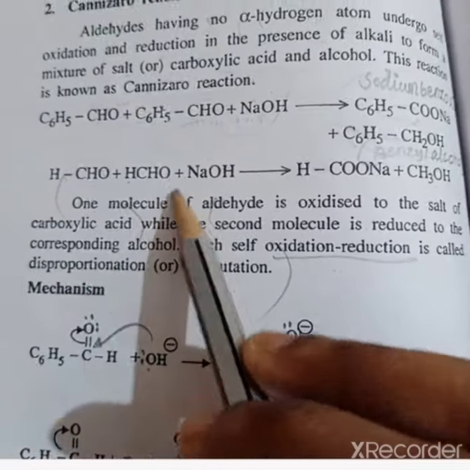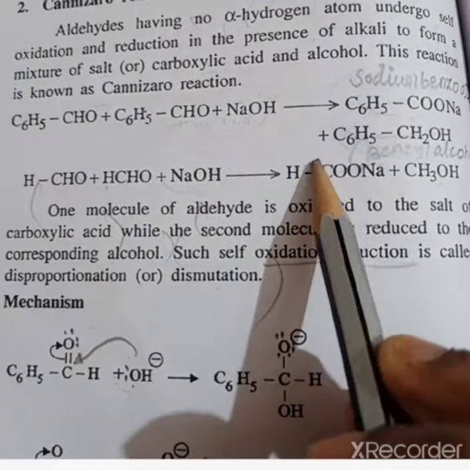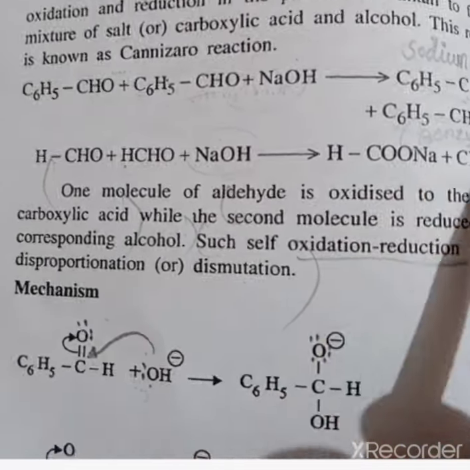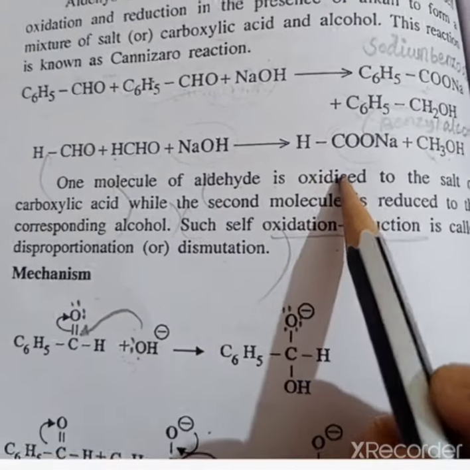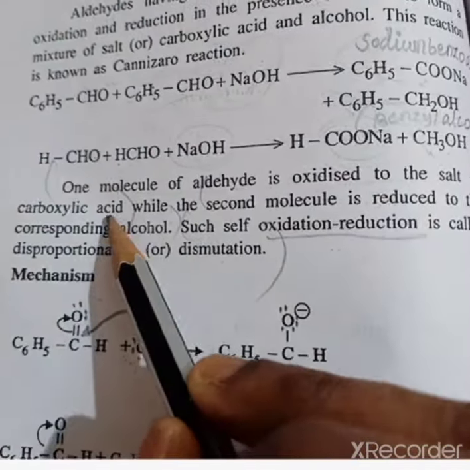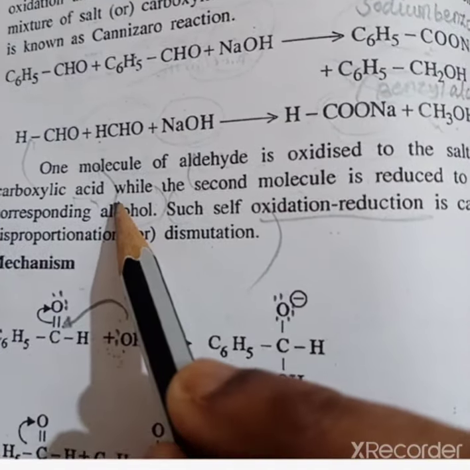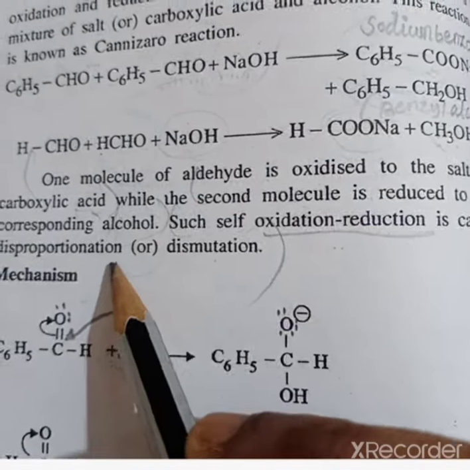Here the 2 moles of aldehyde react with the base, giving the sodium salt, sodium benzoate, and one alcohol. Here one molecule of aldehyde is oxidized to the salt of carboxylic acid. The aldehyde is converted into acid, and the second molecule is converted into alcohol. So this is said to be self oxidation reduction, a disproportionation. Disproportionation is a slow reaction that happens in this reaction.